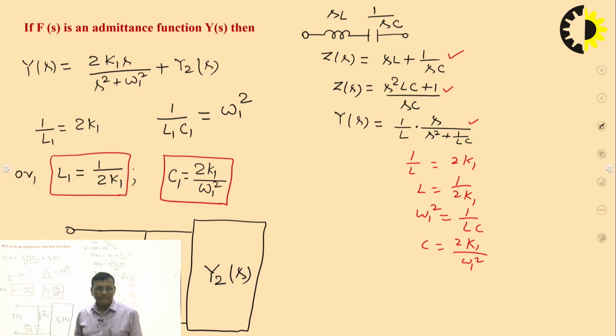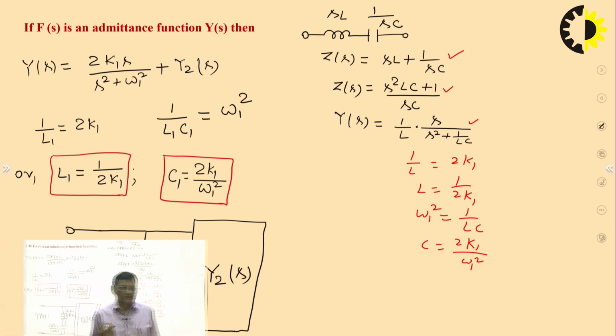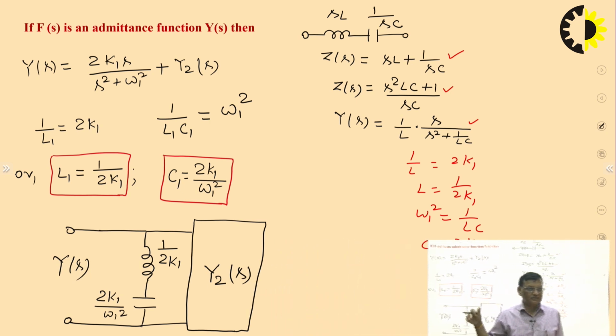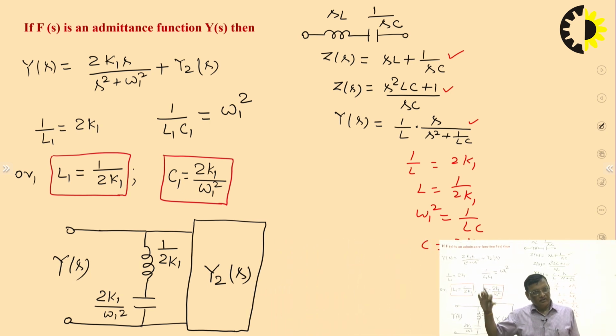So what we have learned: if you remove one pair of conjugate imaginary poles, we get one LC tank. If the function is impedance, this L and C are in parallel, in series with the remaining circuit elements. If the function is admittance, this L and C are in series, and in parallel with the remaining elements of the network.